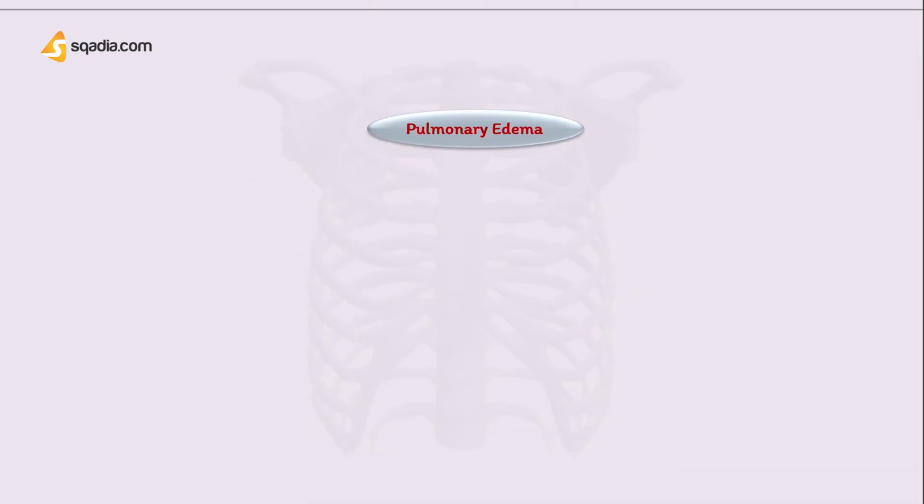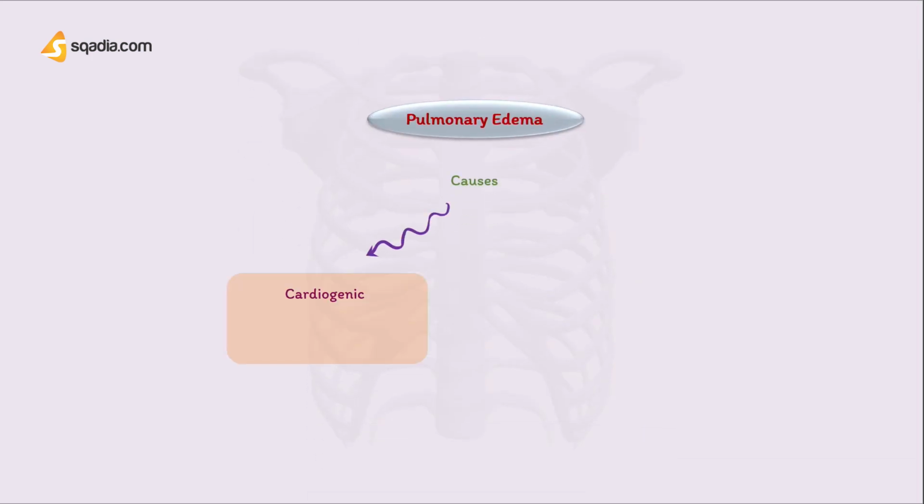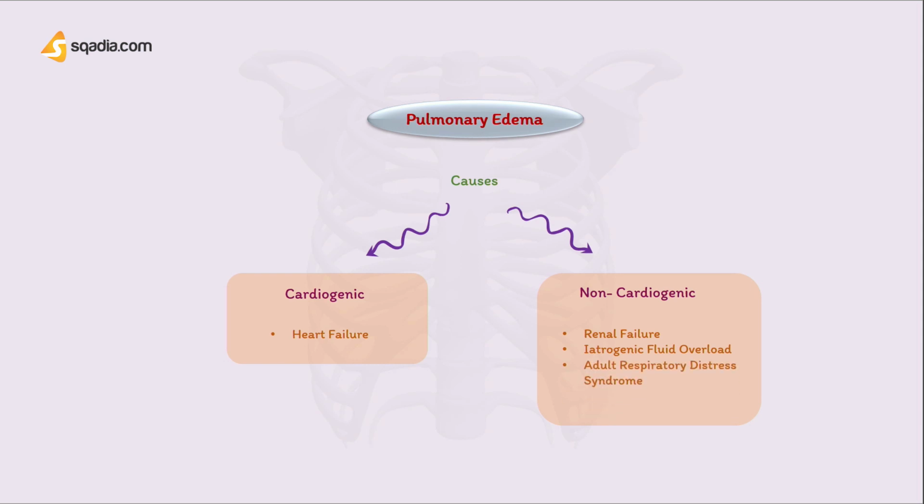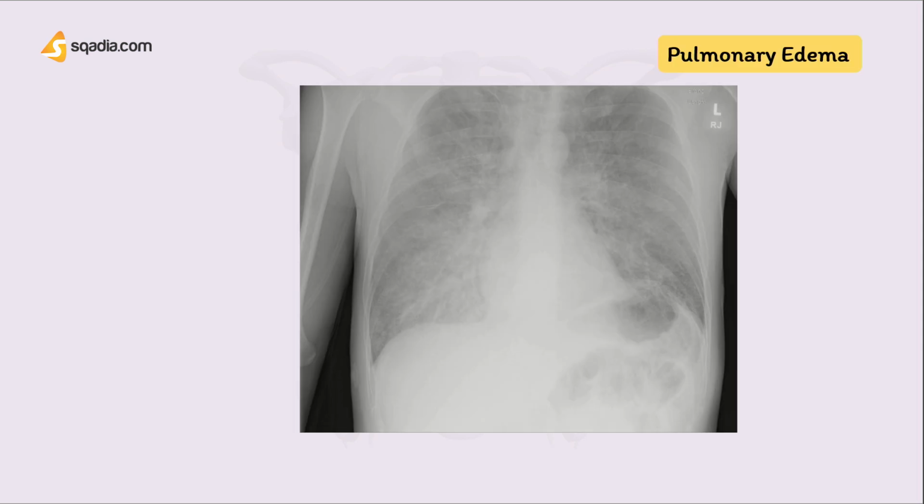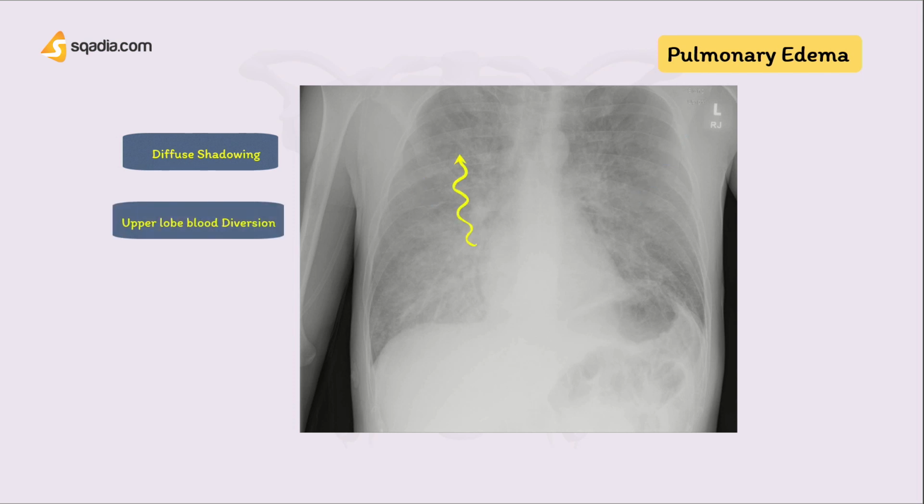Now, some causes of pulmonary edema include cardiogenic causes such as heart failure. Now, the failure of the heart to remove fluid from the pulmonary circulation in conditions such as left ventricular dysfunction or mitral valve diseases, and non-cardiogenic pulmonary edema can be caused by renal failure with fluid overload, iatrogenic fluid overload, or adult respiratory distress syndrome. The radiological appearance of pulmonary edema includes a symmetrical diffuse fuzzy shadowing, especially in the mid and lower zones where the pulmonary venous pressure is highest due to gravity, provided the patient has been upright, of course. Other than that, upper lobe blood diversion can be seen.